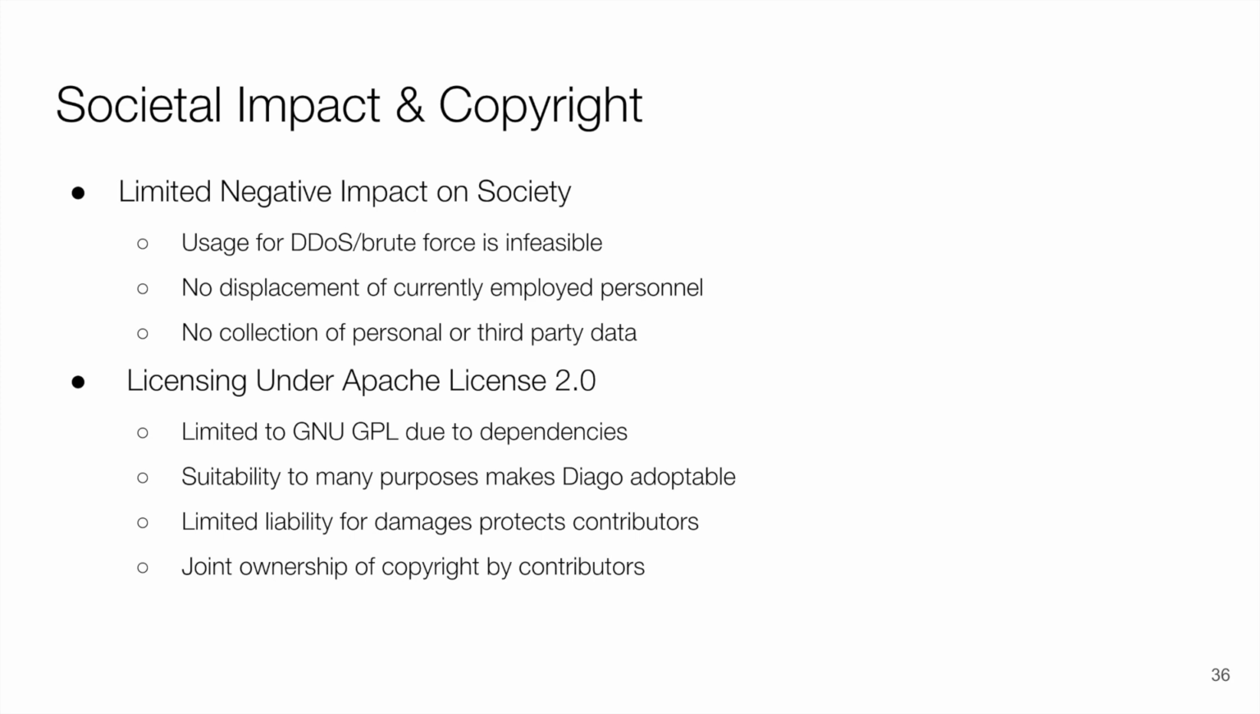We licensed Diago under Apache License 2.0 for a variety of reasons. The first is that its dependencies limit us to the GNU General Public licenses. However, this is not a downside since these licenses offer permissions that make Diago suitable for many different purposes, which makes it highly adoptable. The license also limits the liability of contributors towards the exercisers of the license, which encourages more developers to join in contributing. The copyright of Diago will be jointly owned by all of its contributors.